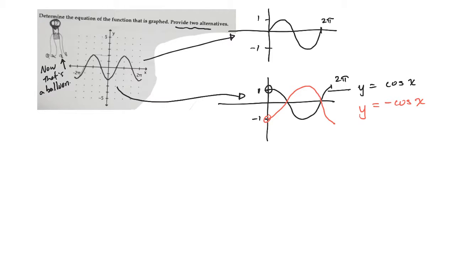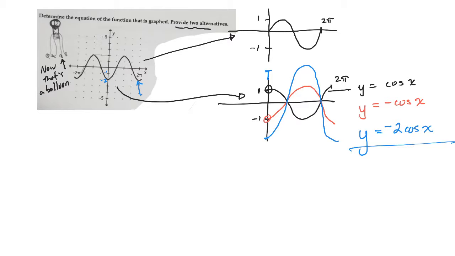Now the one that we have here, it looks like its amplitude is bigger than that. Like this is -1, this is -2. And so all I'd have to do to make it start at -2 and go up to +2 is put a 2 in front. So it'll have a negative and a 2 cos x. So that would be this graph right there. Okay, so that's one alternative.